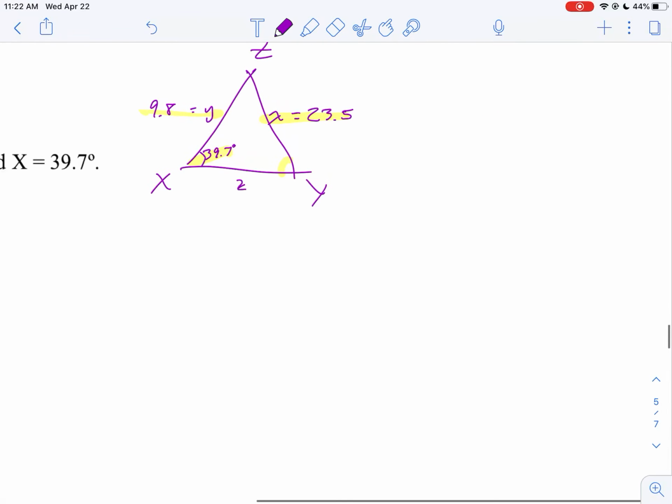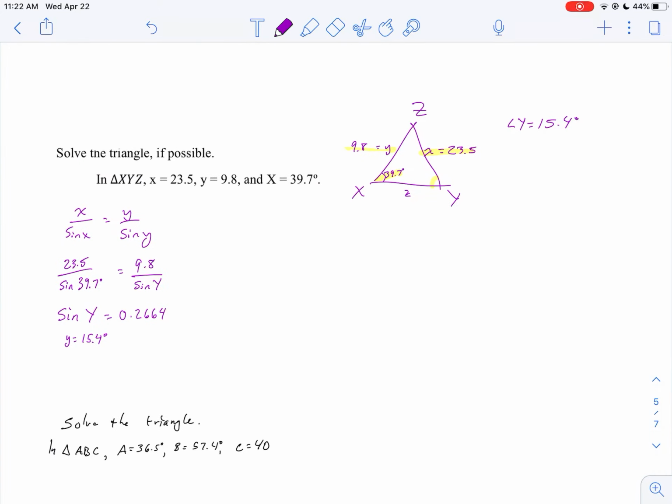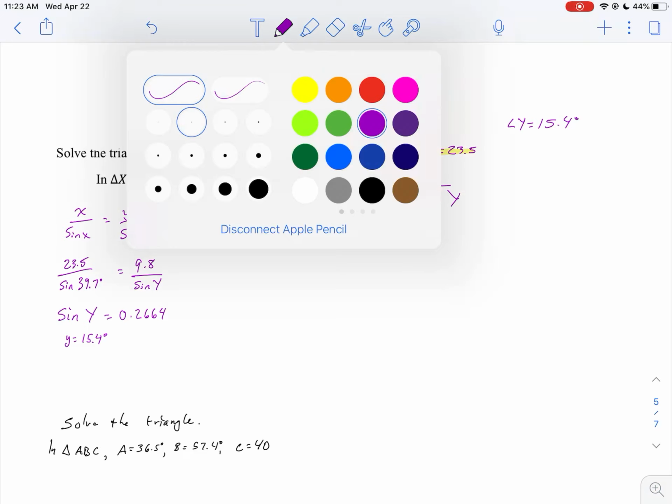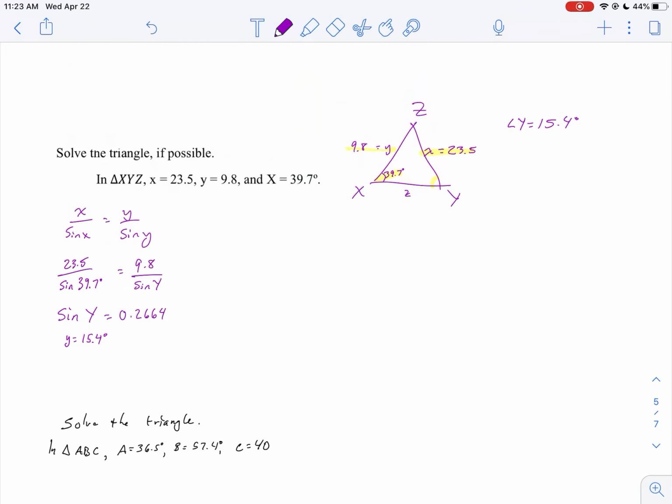And from here, you can just basically solve the rest of the triangle. If you were going to really tackle the ambiguous case, you would look for a second solution here. But I'm gonna leave that for now. Okay? So let's just keep solving here.